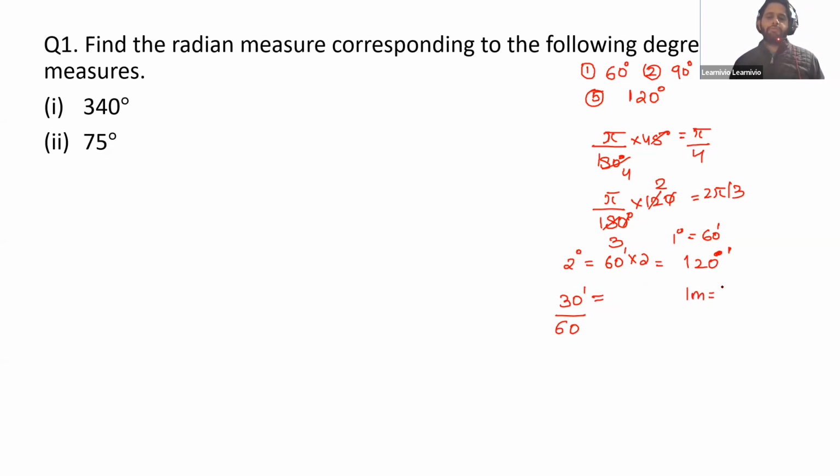For example, 1 meter is equal to 100 centimeters. So suppose you have 200 centimeters and you need to convert this into meters. Then you will divide by 100 and you will get 2 meters. Similarly, 1 degree is equal to 60 minutes, so to convert this into degree, we will divide by 60. So what answer will you get? 1 by 2, and this is in degrees.